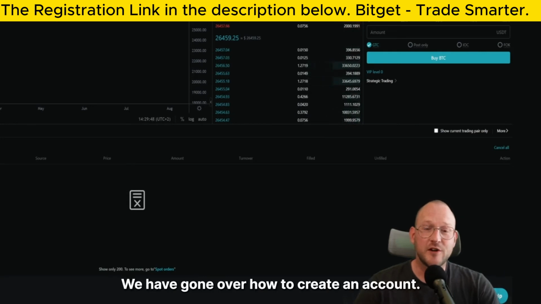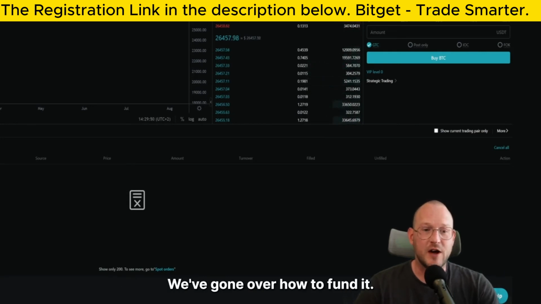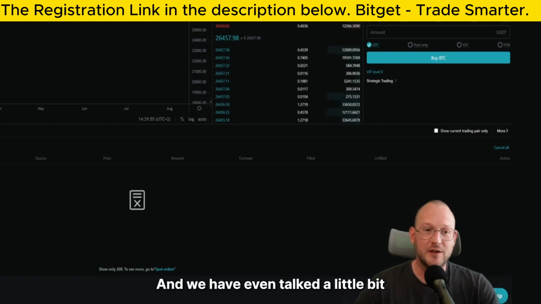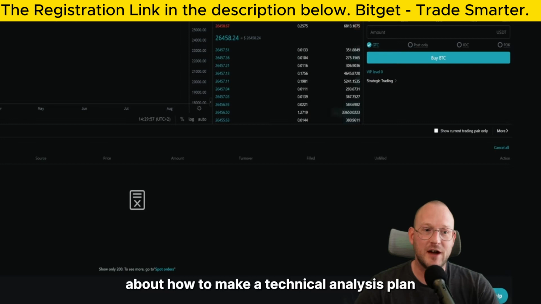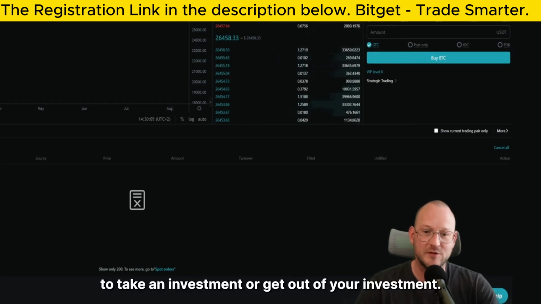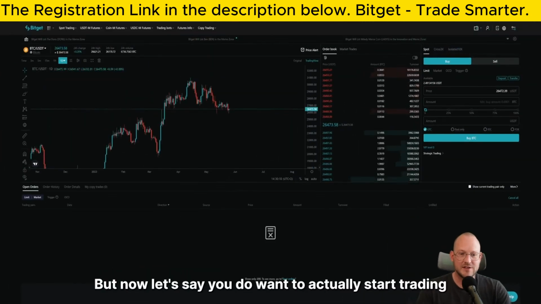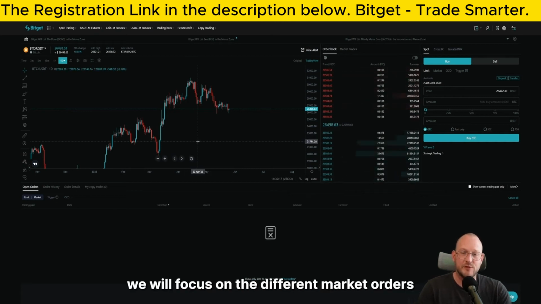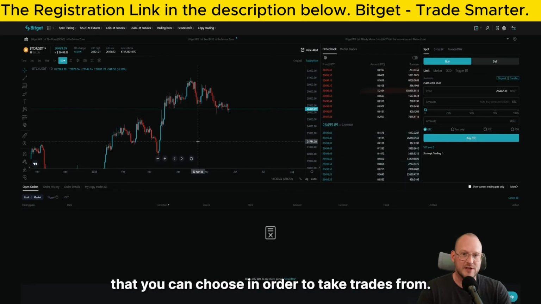We have gone over how to create an account, how to fund it, how to reach the spot trading portal, and we have even talked a little bit about how to make a technical analysis plan so you can make an informed decision on where you might be interested to take an investment or get out of your investment. But now let's say you do want to actually start trading. That is where the portal comes into play, and in this episode we will focus on the different market orders that you can choose in order to take trades from.